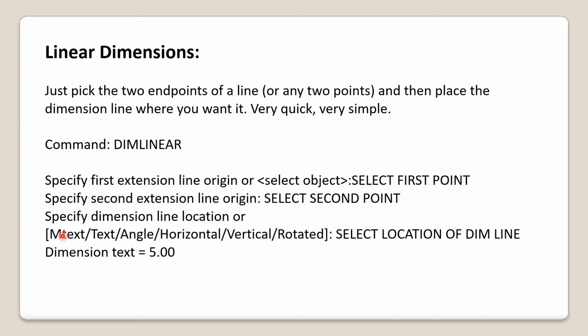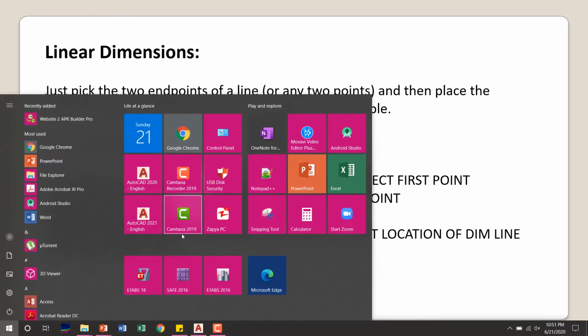For example, linear dimension: I will not discuss it in text, I will just show it in practice. For linear, if there is a line, you pick the first point and the second point and then hit enter, and you will get the dimension of that linear line, which is written as text. Now I will show you the practice.